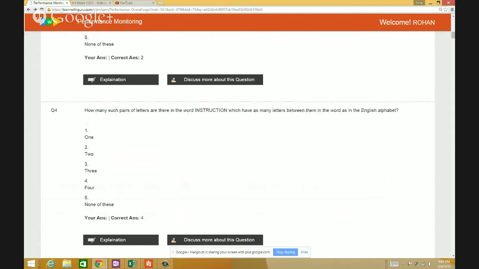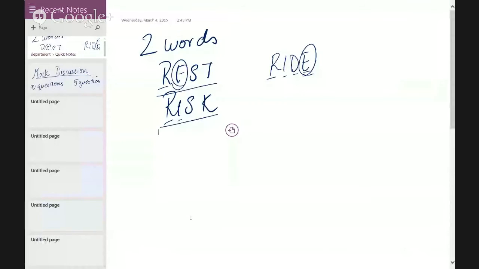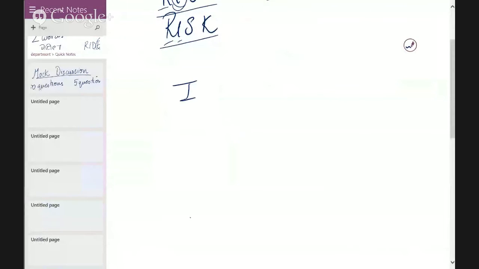Now, one of the typical questions, which we did in the handout of the logical reasoning class that we took, the workshop guys, precisely. Instruction: how many letters in it have as many letters in between them as they do in the English alphabet? What do you mean by this? If you notice carefully, instruction is a word like this. You have to find out how many letters there are in instruction such that they have the same number of letters in between them right here.